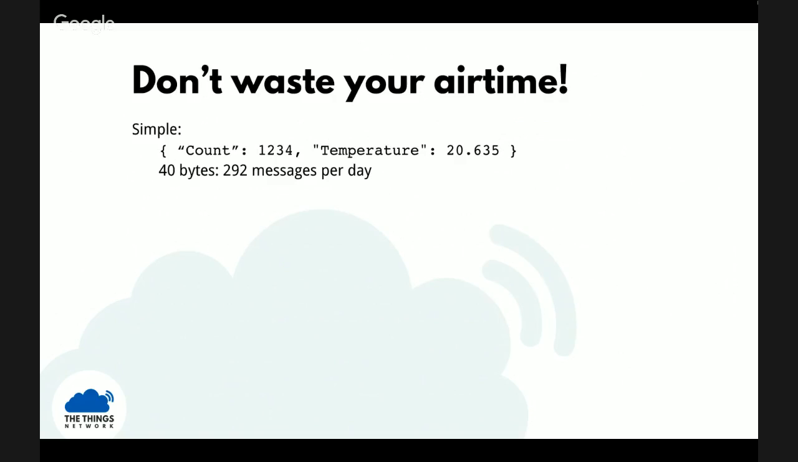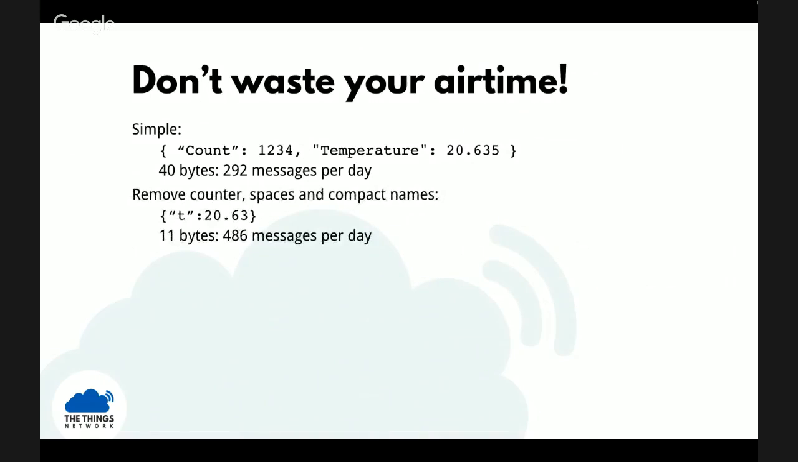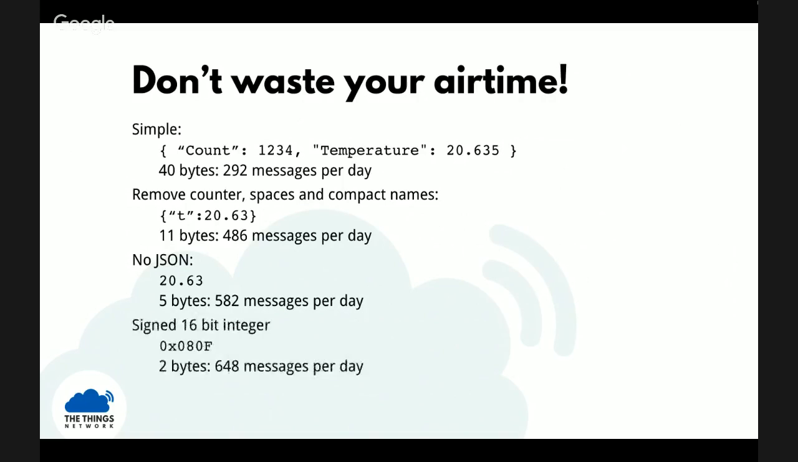So it includes a counter and includes a temperature value, but this is not really efficient. This would take 40 bytes, and that means with 30 seconds of airtime per day and the smallest spread factor, sorry, it will take up to 300 messages per day. If you would make it more compact, still JSON, it would decrease to 11 bytes and allow more messages per day. Without JSON, which is not really required, you can send even more, or just 2 bytes.